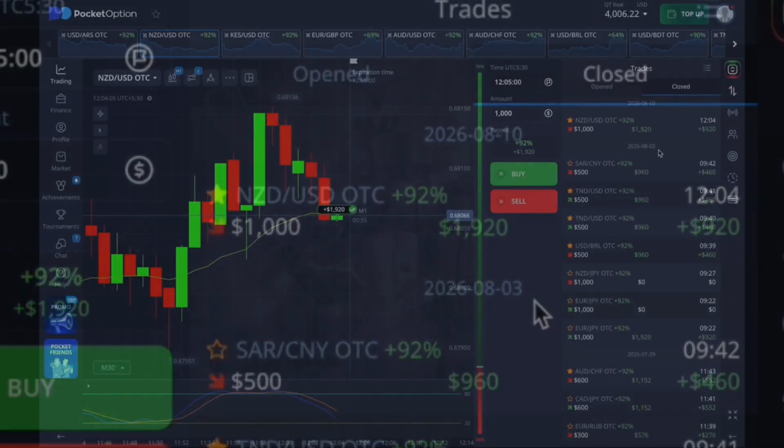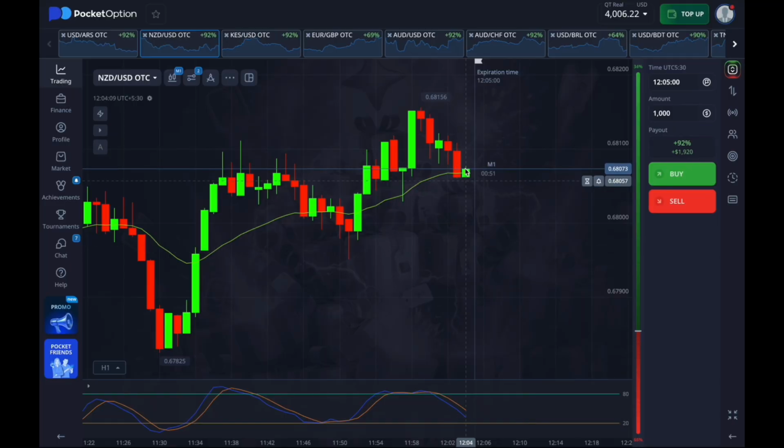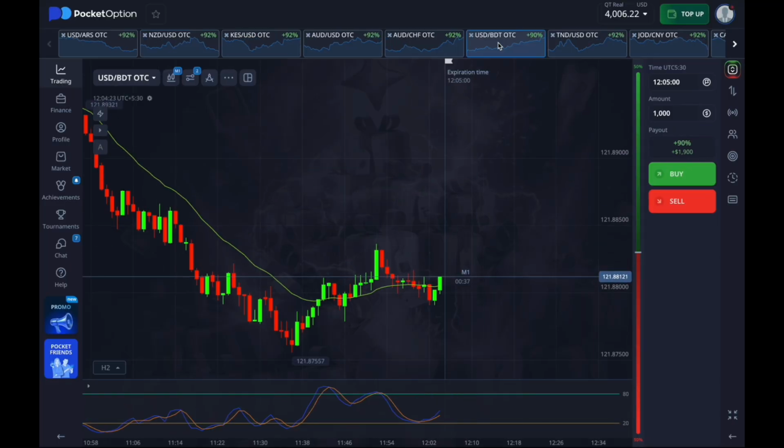And there we go. The first trade of the day has closed in profit. I'm really happy with the result. Now I'm going to stay patient and look for another high probability trade setup.